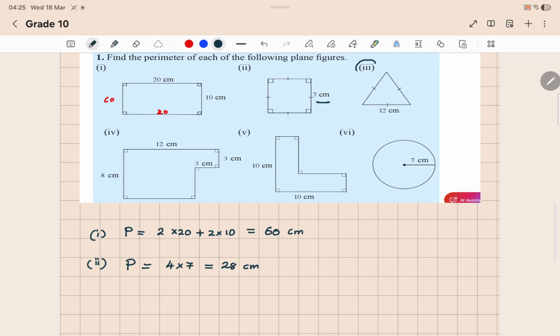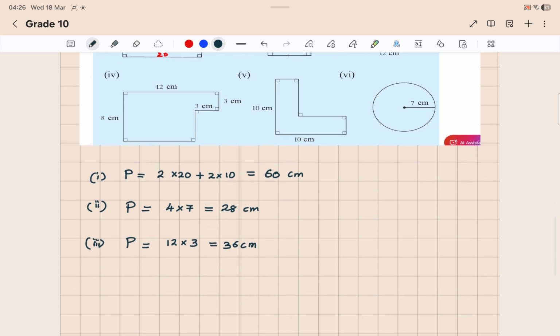Then the third one, right? So this side is 12 and these two sides are also the same length, right? So then this is also 12 centimeters, this is also 12 centimeters. So then this is what? 12 times 3, so 36 centimeters perimeter of the triangle. So this type of triangle is also called a special name. If all three sides have the same length, it is called equilateral triangle, right?